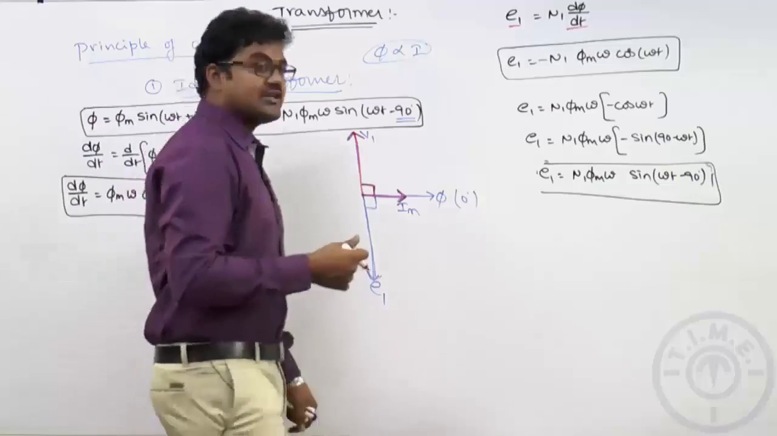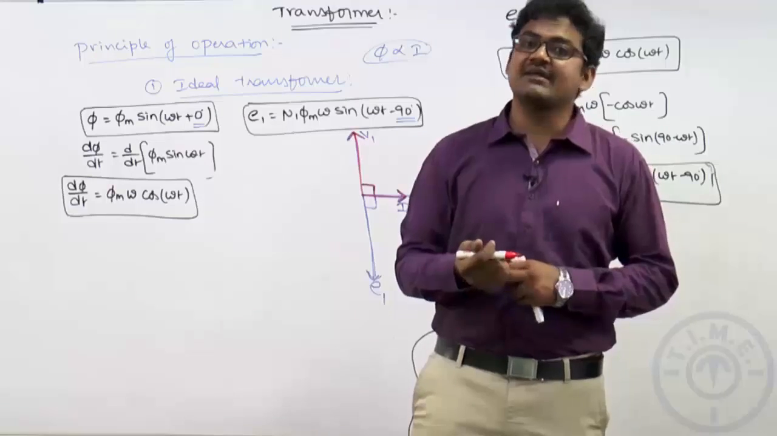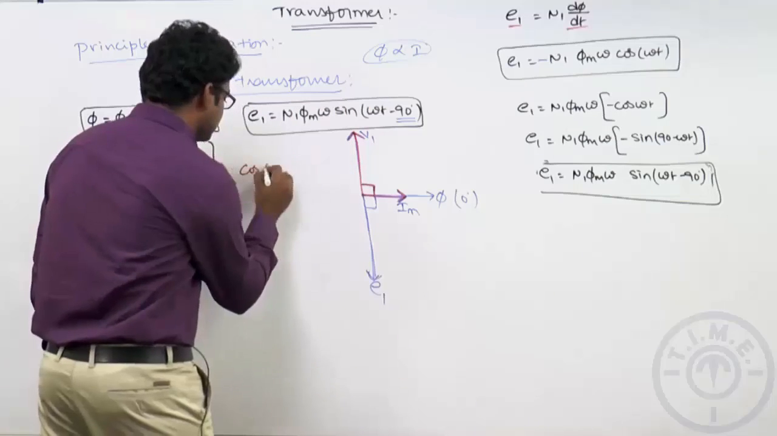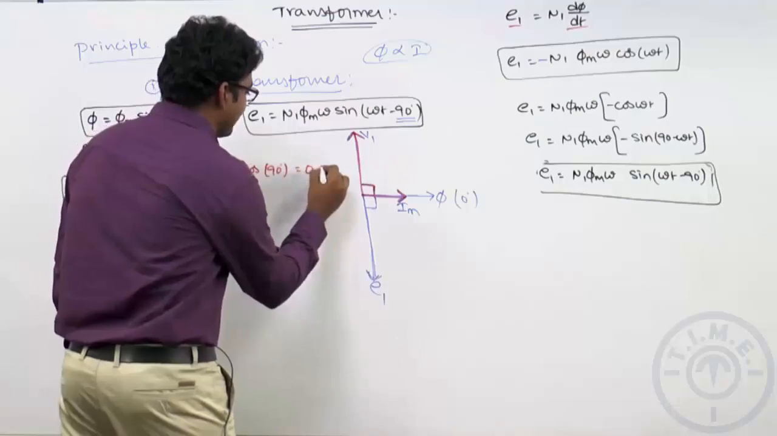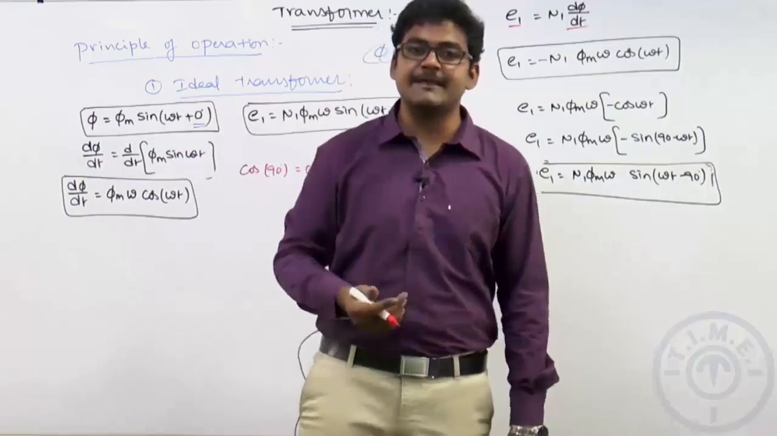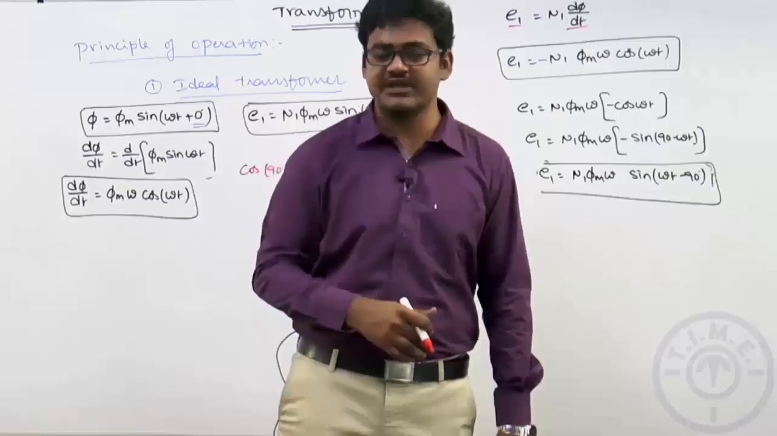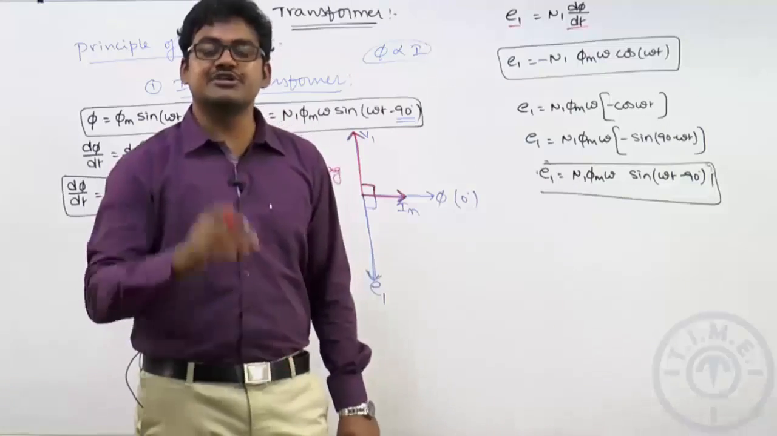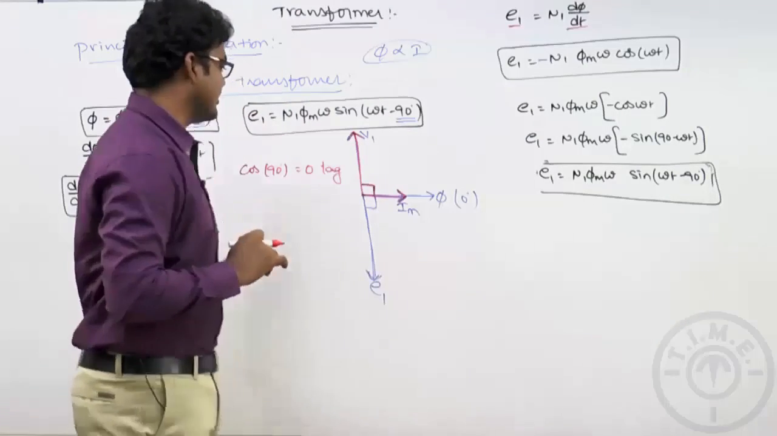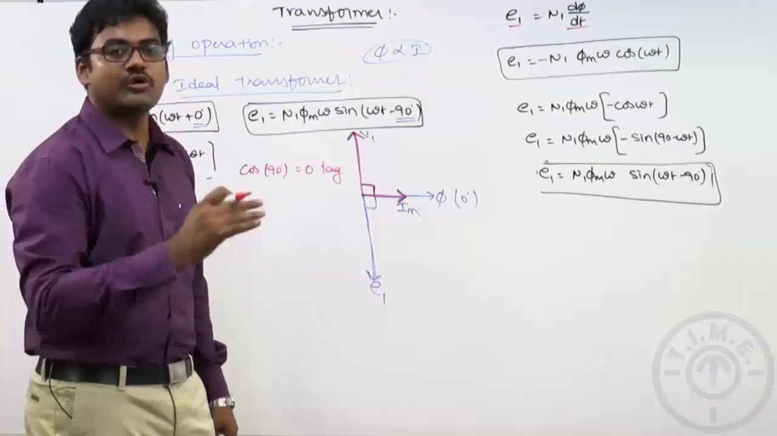What is the meaning of the current lagging the voltage by 90 degrees? It means the power factor is lagging at a 90 degree angle, so it is going to be cos 90, that means 0 power factor lagging. Got it? 0 power factor lagging means a very, very poor power factor. That is why a transformer under no load condition will operate at very poor power factors. You should not operate a transformer under no load condition. So this is the phasor diagram of the ideal transformer under no load condition.